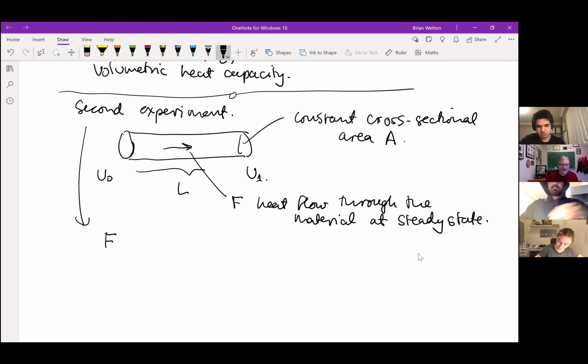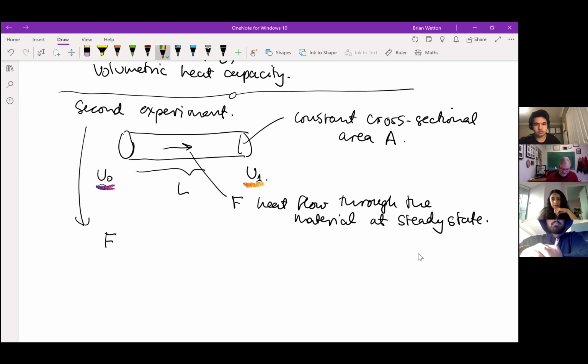What does steady state mean in this context physically? It means you've held both ends of this rod at this temperature for long enough that there's no time dependence in the heat flux that you measure. Does that make it clear? Yes, thank you. Okay, good.